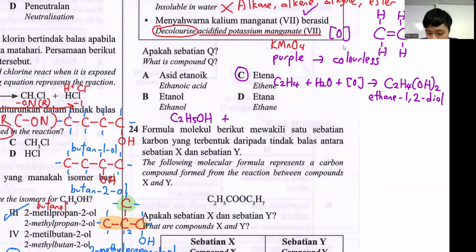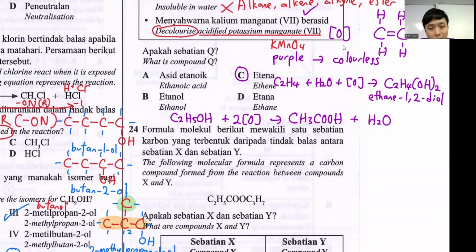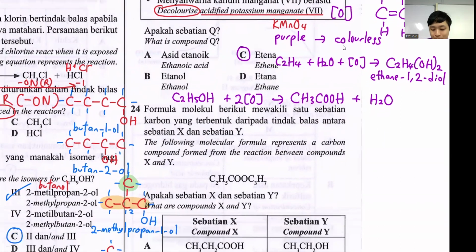Alcohol can also react with this to get ethanoic acid. I told you in class about why wine tastes sour. Alcohol can also be oxidized. But because this one is insoluble, that's why it cannot be alcohol.